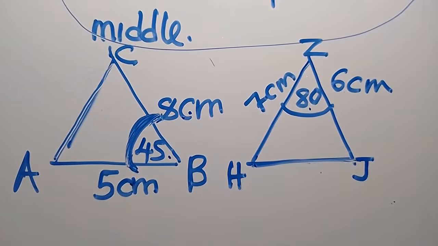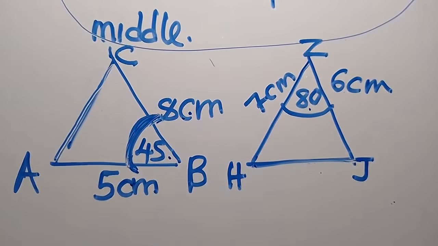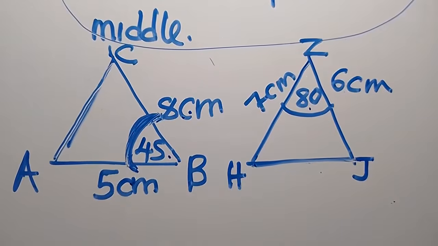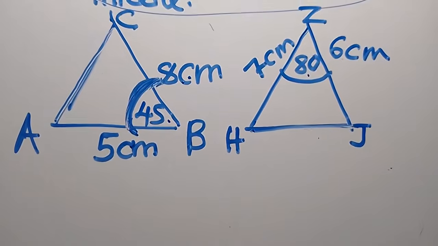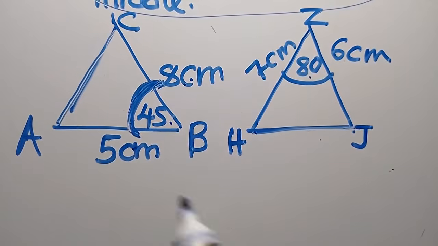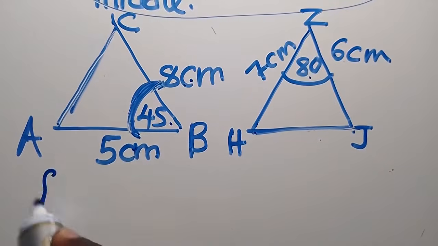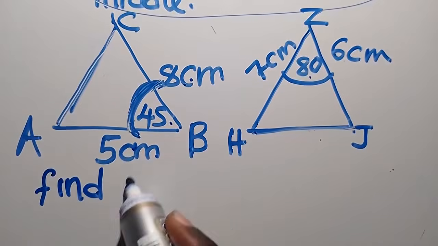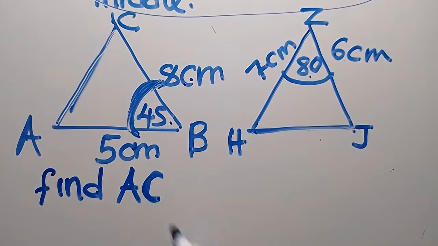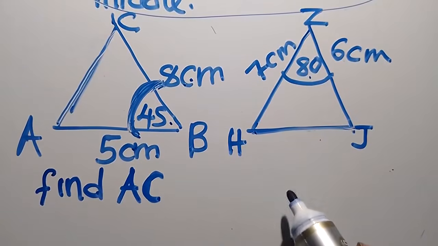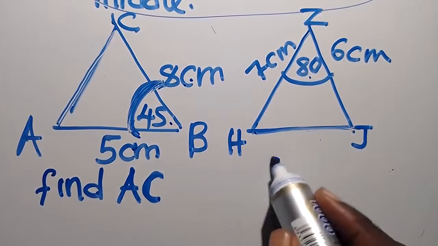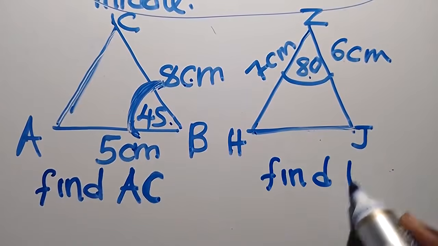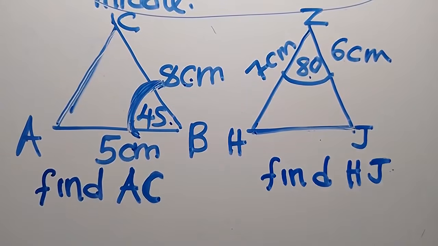This is what you need to get and understand. So under this, which formula are you supposed to apply? The same thing will also work here. In this question, you'll be taught to find the side AC. Then here, you'll be taught to find HJ. Like this. This is how questions will be coming.